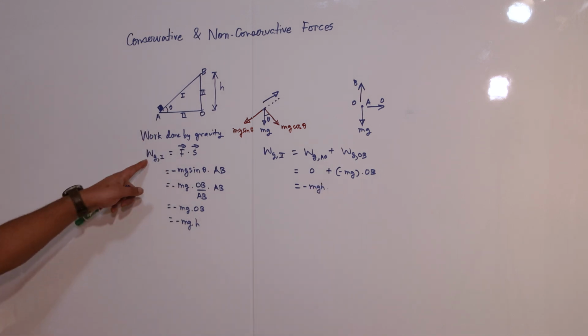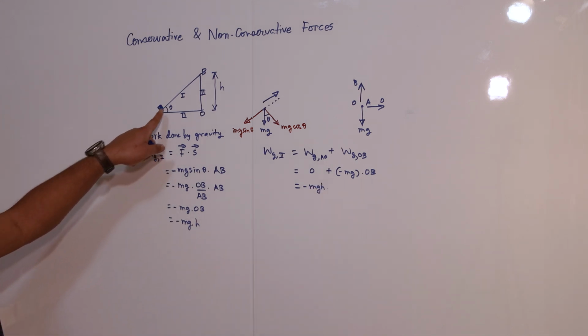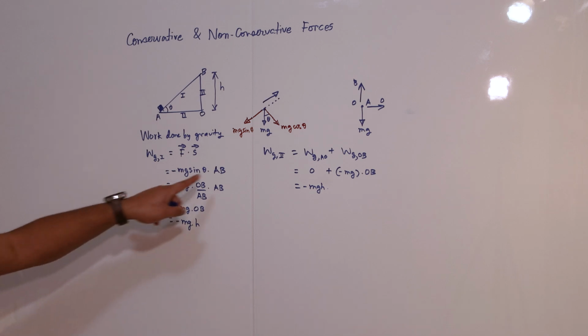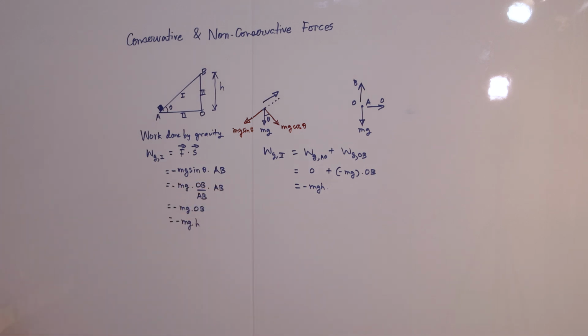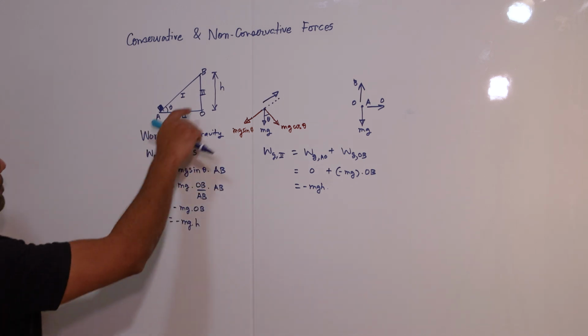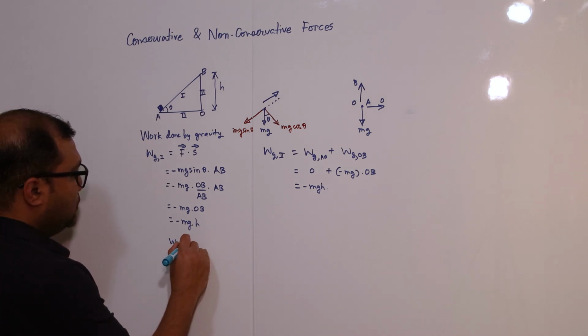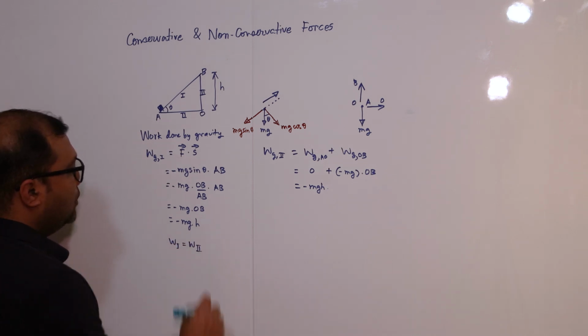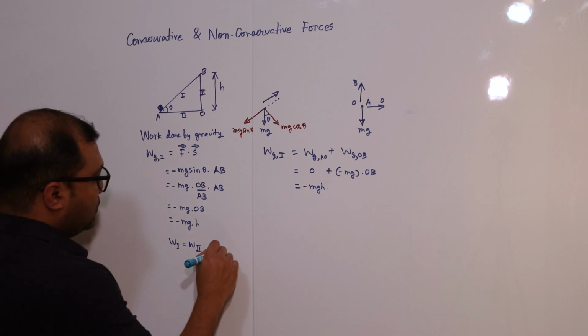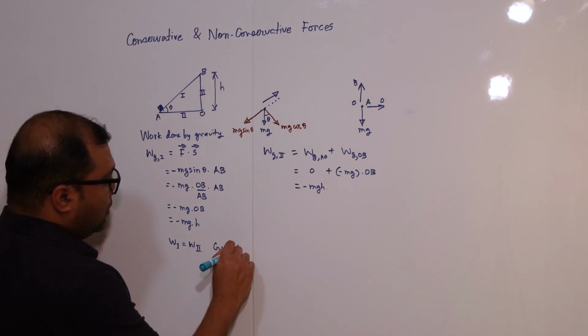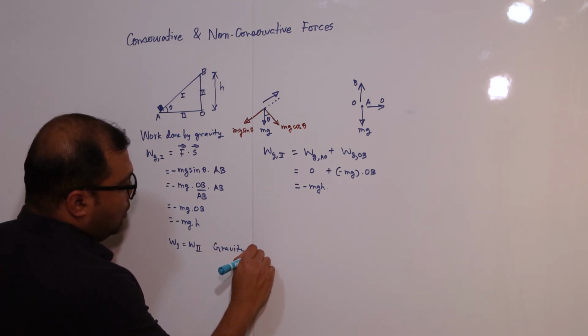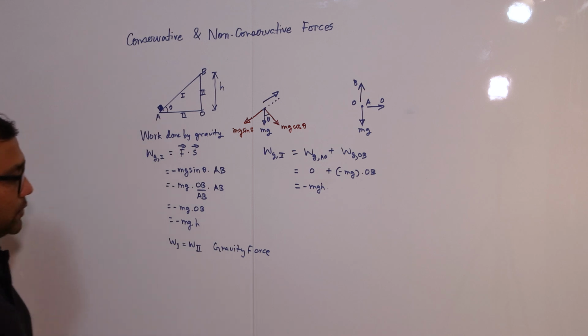So you can see work done by gravity, whether we go through path 1 or path 2, is the same. So it's independent of the path. So work done in path 1 is equal to work done in path 2. So gravity force, therefore, is a conservative force.